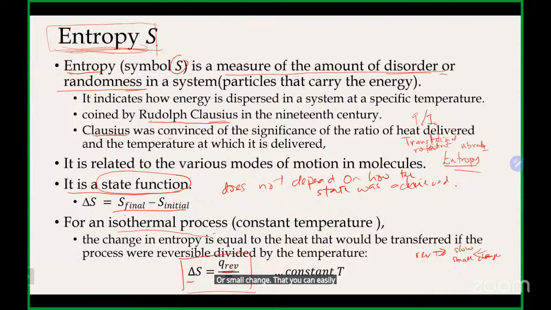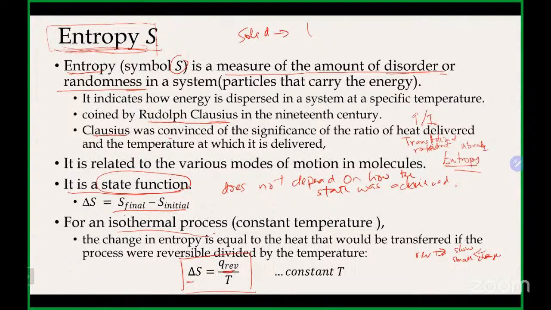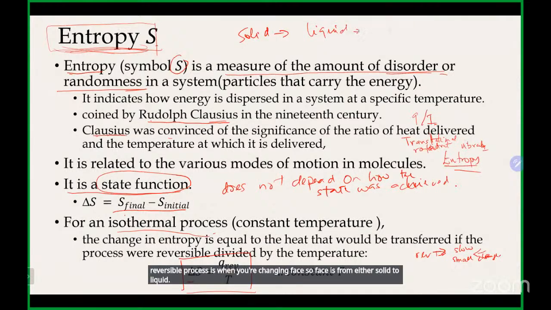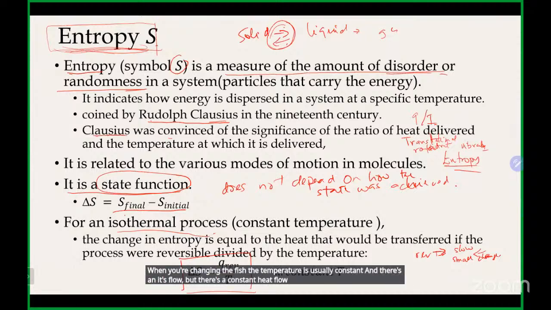An example of a reversible process is when you're changing phase, either from solid to liquid, or solid to gas, or back and forth. When you're changing the phase, the temperature is usually constant. And there's a constant heat flow, whether in the positive direction or in the negative direction. So the measure of the change in entropy for that process is given by Q rev over T.